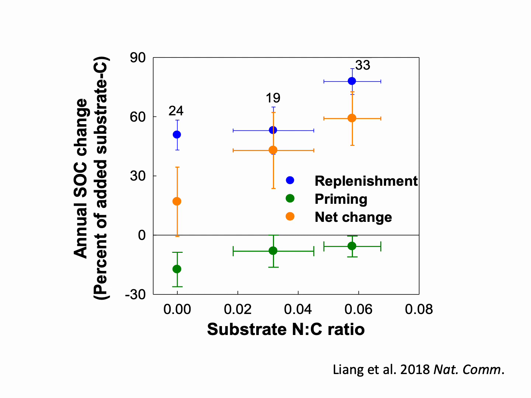The priming effect varies with the nitrogen concentration of added new carbon substrate. If added new carbon is purely sugar without any nitrogen, the priming effect is the strongest and the net carbon gain is the smallest. If added new substrates are leaf litter with more nitrogen content, the priming effect is the smallest and the net carbon gain is the highest from added substrate.